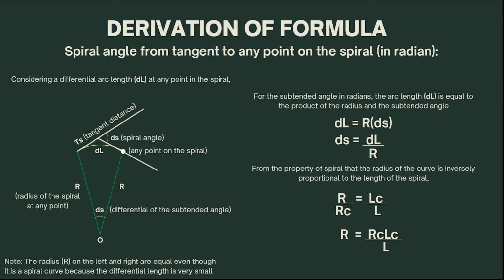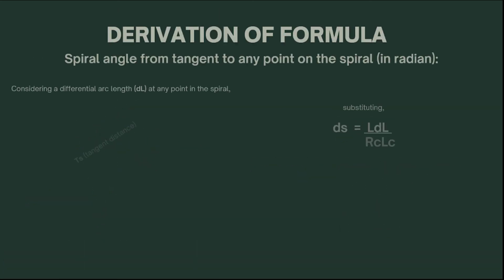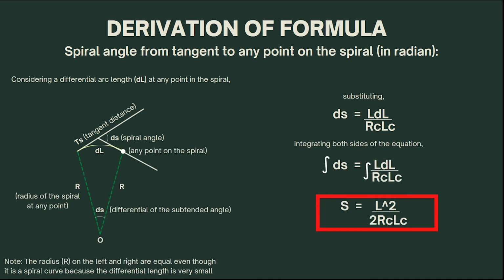We further simplify this into r equals rc lc over l and substitute this in the last formula. Substituting, we come up with ds equals l dl over rc lc. This can now be integrated on both sides to come up with our final formula, which is s equals l to the power of 2 over 2 rc lc.